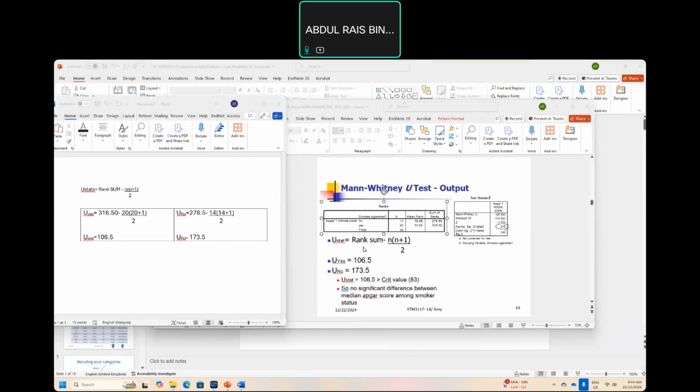Okay, how is this calculation being done? Let me repeat. The U statistic is different from the mean score; we don't take the differences divided by the standard error. We need to take the rank sum, the total of all the rankings, and then subtract n times (n+1)/2. So look at my screen on the right. I've entered it here. We want to calculate how much is the U stat for yes and how much is the U stat for no.